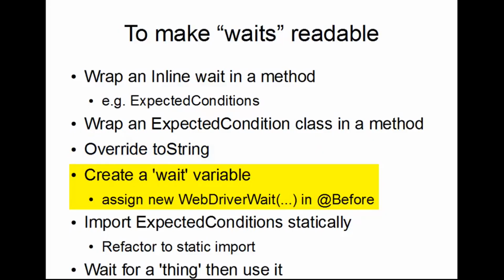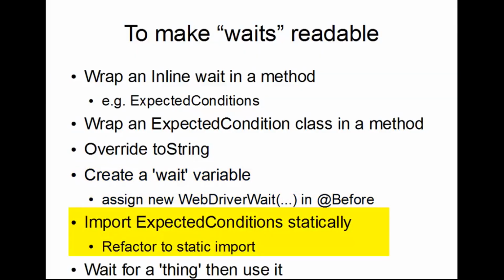So instead of doing new WebDriverWait all the time, assign that new WebDriverWait to a wait variable so that later on in your test you just say wait.until. Just makes things a bit more readable. If they're all using the same wait, they're all using the same driver, then that will help. Make sure that when you do use ExpectedConditions that you import the method statically so that in your test you say things like until element is visible, that kind of thing.